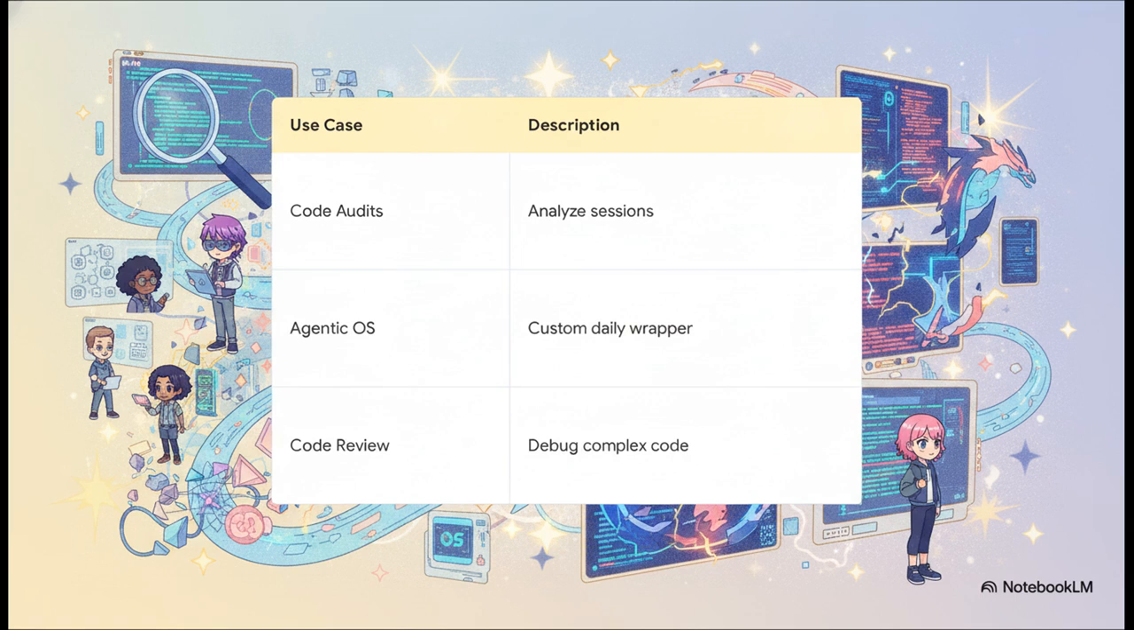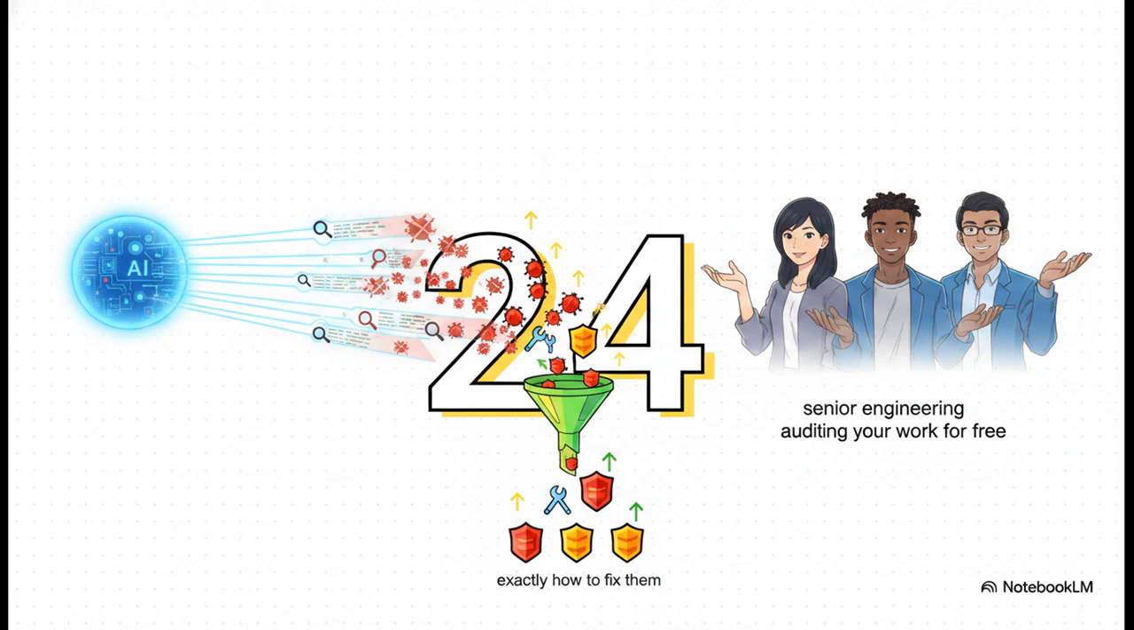And third, you can use it for heavy-duty code review on really complex projects. And just how good is it at code review? Well, Fable 5 can analyze a whole codebase in about 5 minutes, find 45 raw bugs across 4 parallel reviewers, and then deduplicate them down to 24 prioritized vulnerabilities. It breaks them down by severity and tells you exactly how to fix them. It is literally like having a senior engineering team auditing your work totally for free.